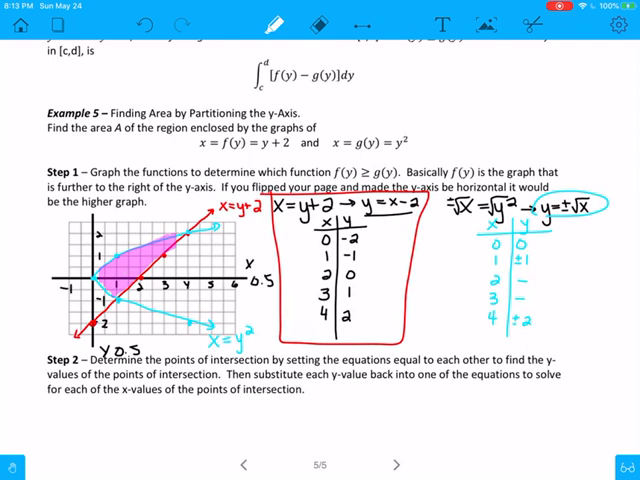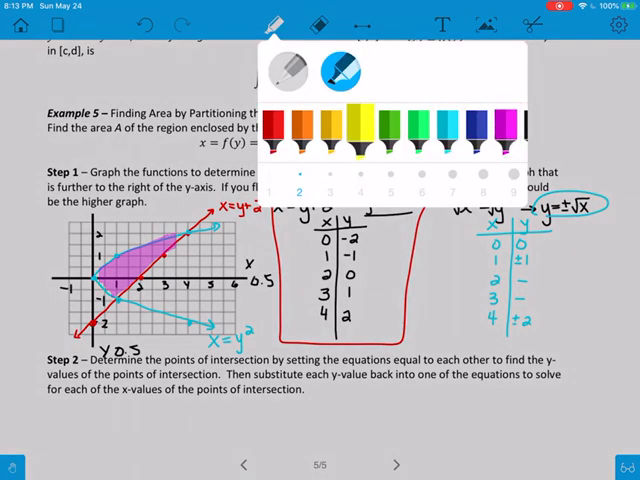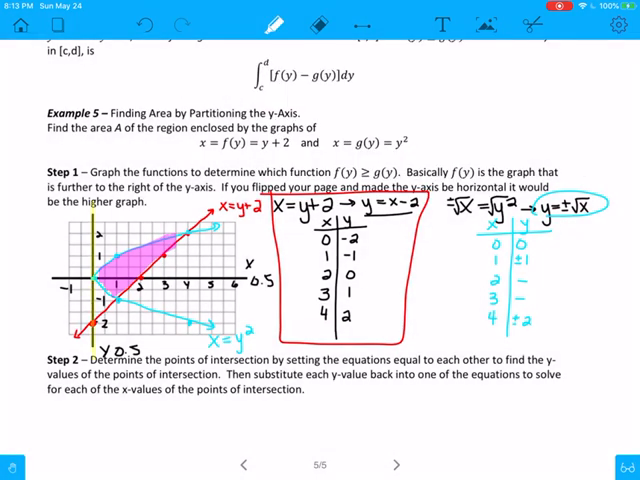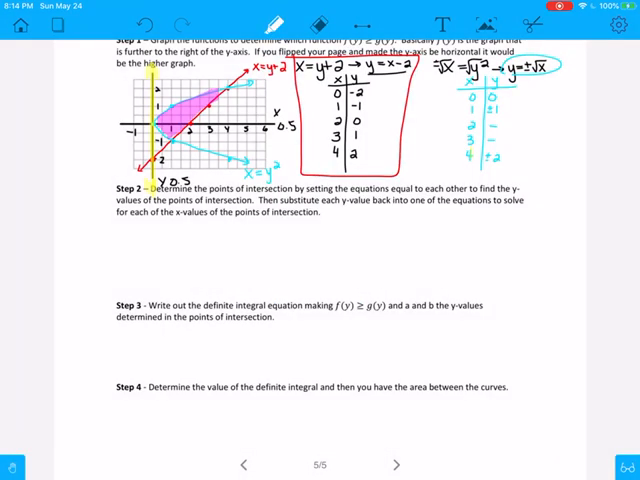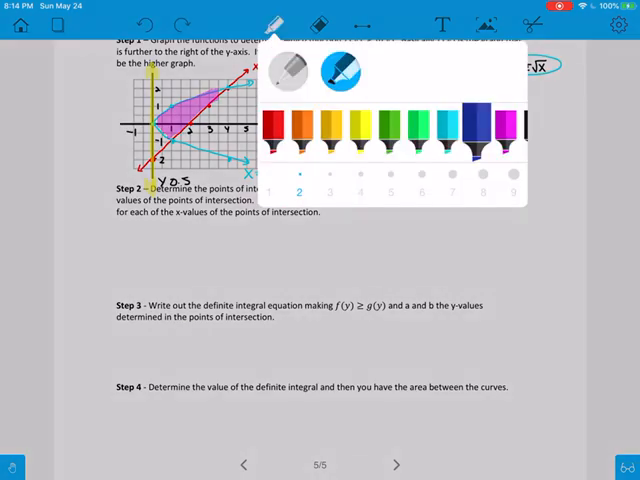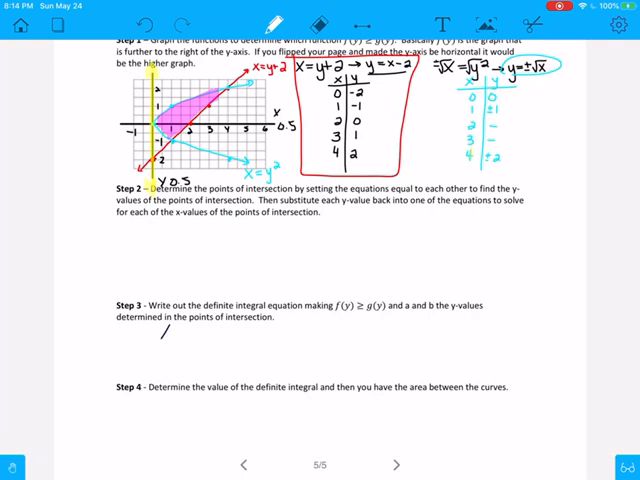So if you look, the red one is actually further to the right. And we are going with respect to y, not x, this time. So we're asking which one is furthest to the right, because these are x equals equations. The red one is the furthest one. So when I go to draw these out, I'm going to say x equals y plus 2 is greater than x equals y squared.